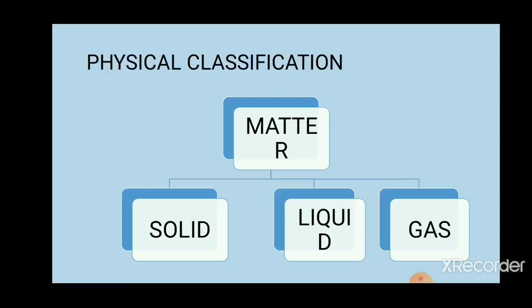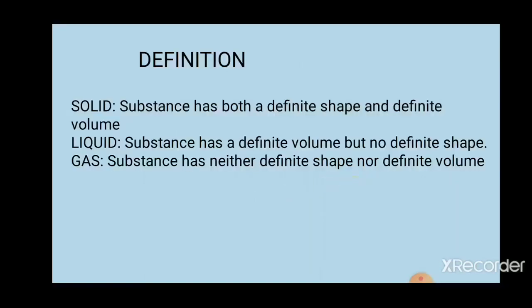This you also already studied in your lower class. Now, what are the definitions of these three states? Solid. A solid has both a definite shape and definite volume. Now, in solid, you already watched an animated video in which it was shown how particles are arranged in the solid state.